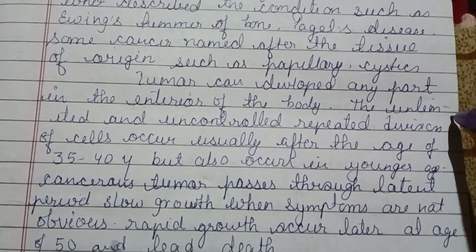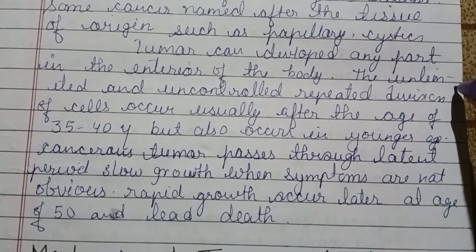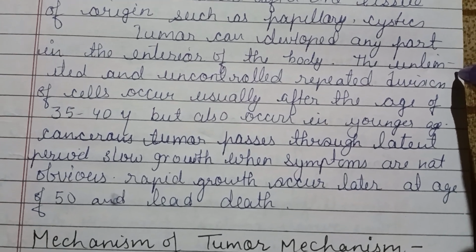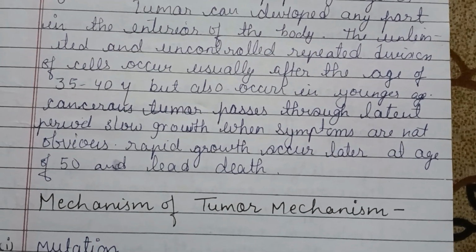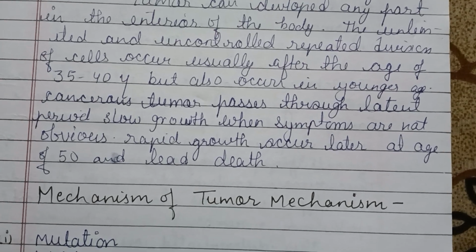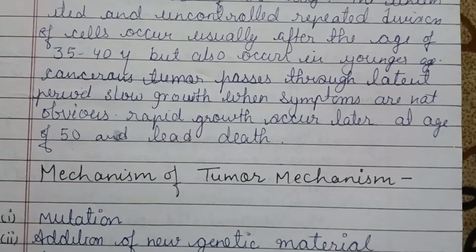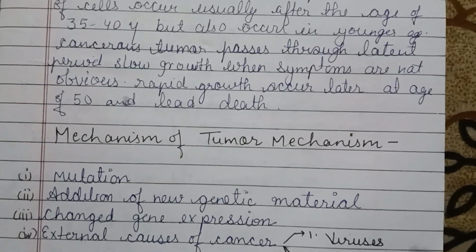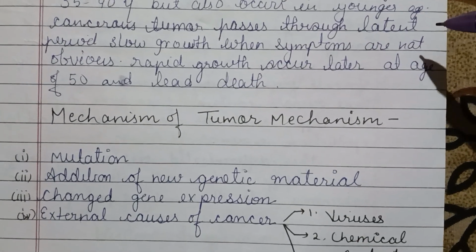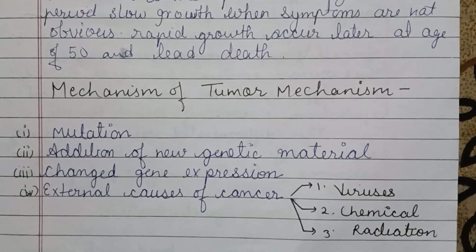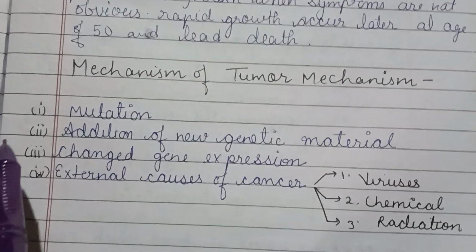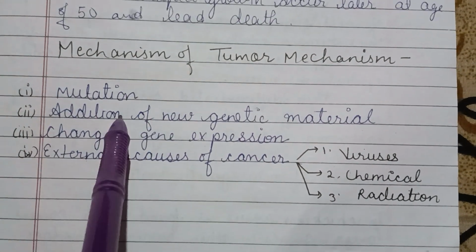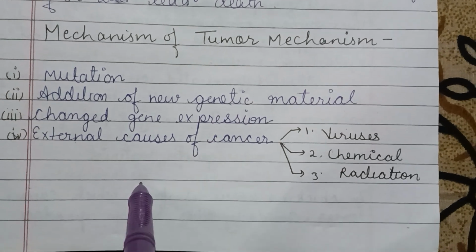Tumors can develop in any part of the entire body. The unlimited growth of cells usually occurs after the age of 30 to 40 years, but also occurs in the younger. A cancerous tumor passes through a latent period, then slow growth when symptoms are not obvious, and rapid growth occurs at the age of 50 and late death. What is the mechanism of tumor formation? First is mutation, second is addition of new genetic material, third is change in gene expression. External causes of cancer are viruses, chemicals, or radiation.